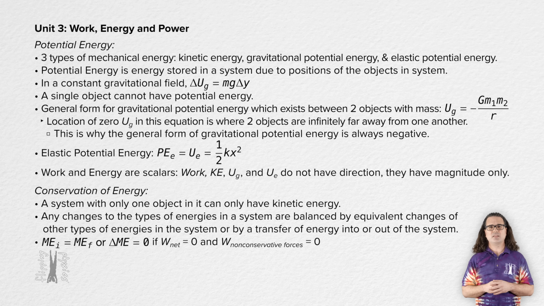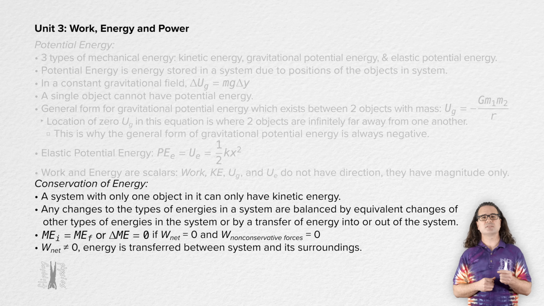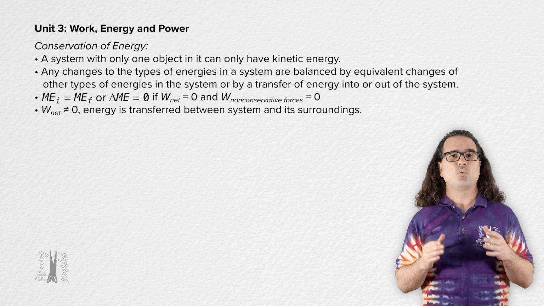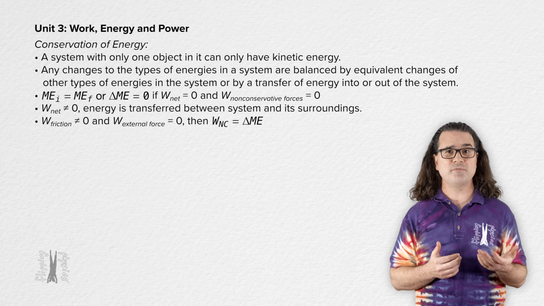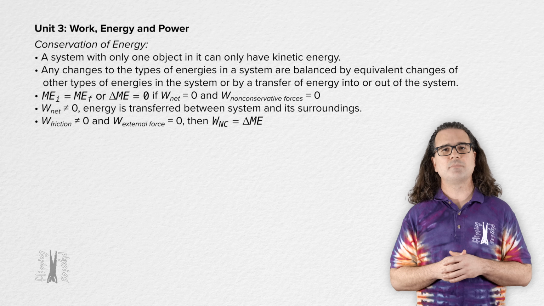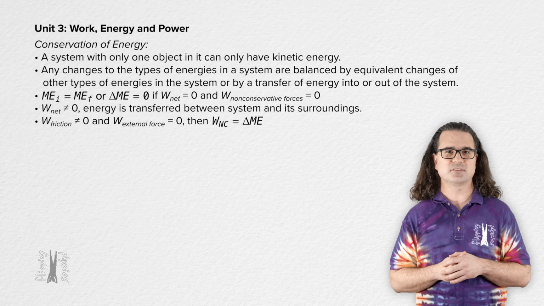The total mechanical energy of a system remains the same if there is zero net work done on the system and there is zero work done by non-conservative forces. When there is net work done on a system, energy is transferred between the system and its surroundings. When friction does work on the system and no external forces add or remove energy from the system, the work done by the non-conservative force equals the change in mechanical energy of the system.